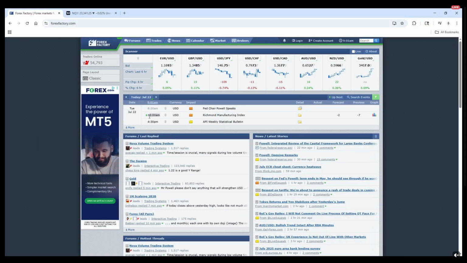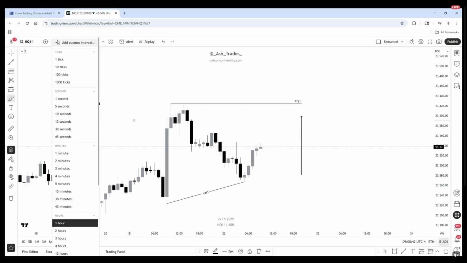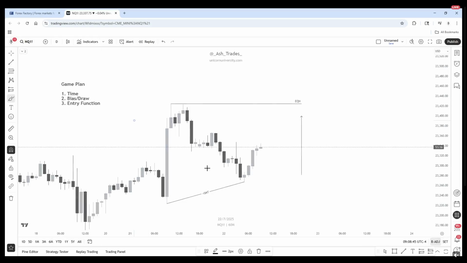So we'll be aware of the 10 a.m. news, but understanding it's not a red folder, I'm not as concerned about it as I would if it was a red folder. After understanding the economic calendar, that's when I hop over to the daily chart. The daily chart is where I get a bias from.